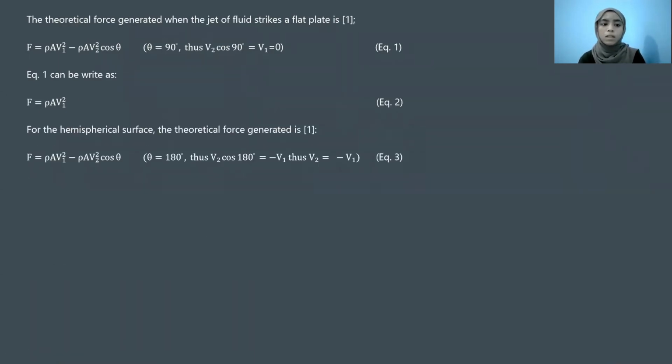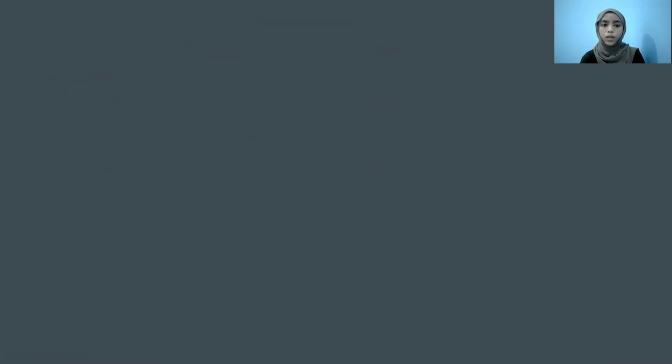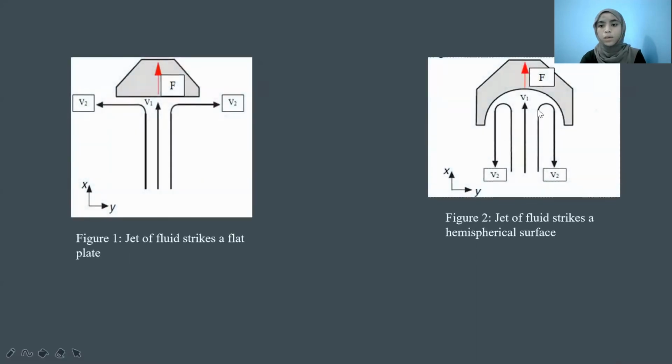For the hemispherical surface, the theoretical force generated is F = ρAV1² − ρAV2² cos θ. Here from Figure 2, you can see that V1 is vertically upward, while V2 makes an angle of 180 degrees with V1, or we can say that V2 is opposite to V1.